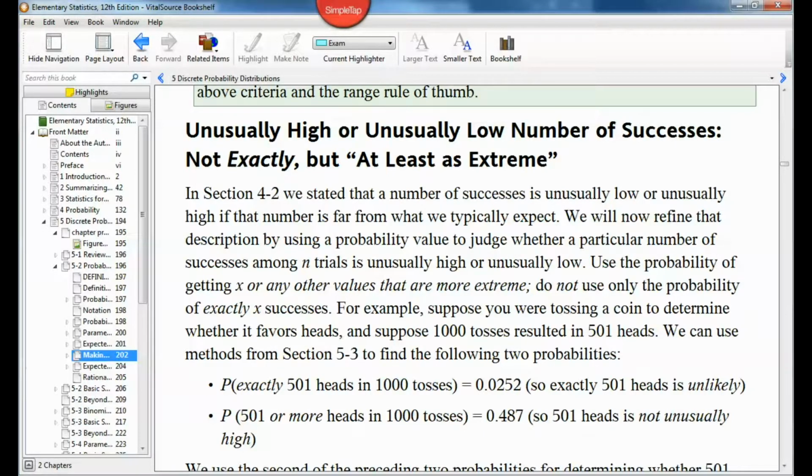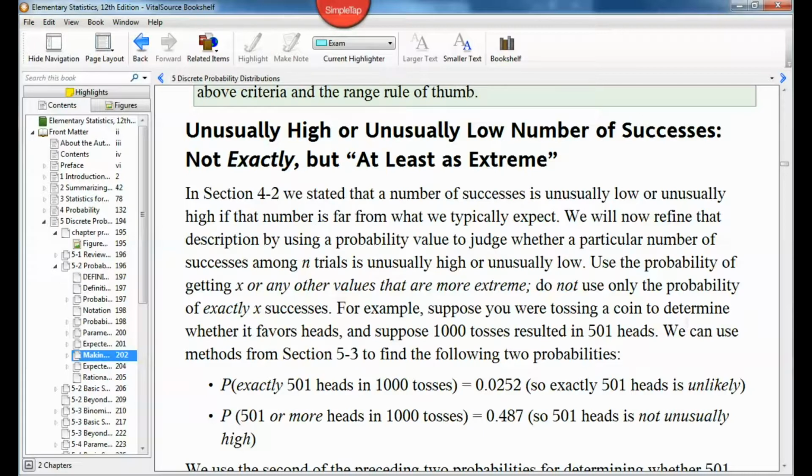We will now refine that description by using a probability value to judge whether a particular number of successes among n trials is unusually high or unusually low. Use the probability of getting x or any other values that are more extreme. Do not use the probability of exactly x. For example, suppose you're tossing a coin to determine whether it favors heads. And suppose 1,000 tosses resulted in 501 heads.